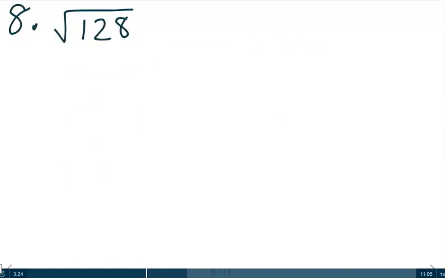Number 8, 128 is an even number, so it'll divide by 2. So 2 goes into 12 6 times. 2 times 6 gives you 12, subtract, bring down the 8. And 2 goes into 8 4 times. So 2 times 64 is 128.